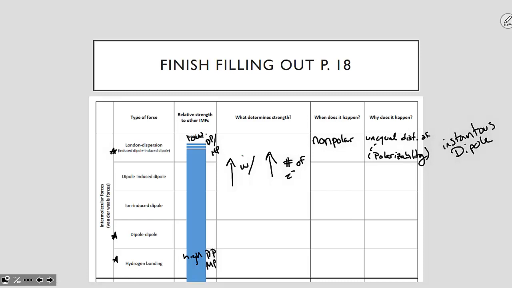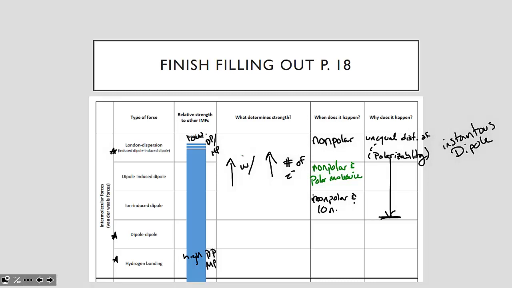So a dipole-induced dipole is when a nonpolar molecule is introduced to a polar molecule. And again, it has to deal with an unequal distribution of electrons, the polarizability. That's all going to hold true for these two. An ion-induced dipole is when you have a nonpolar compound and an ion of some sort.